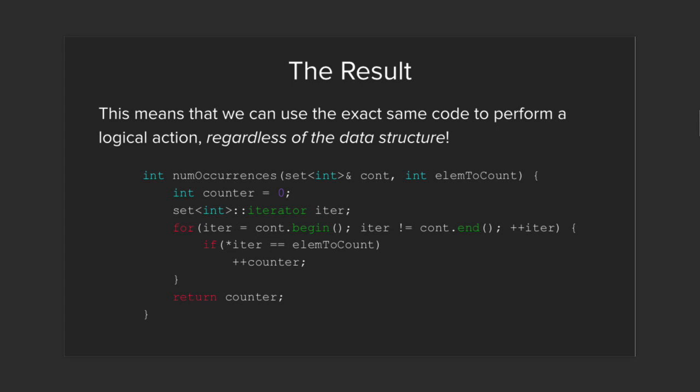I'll just briefly add on to that. It's essentially saying that because the iterator type appears in many different namespaces for different containers, we're saying that this is the iterator for the set.